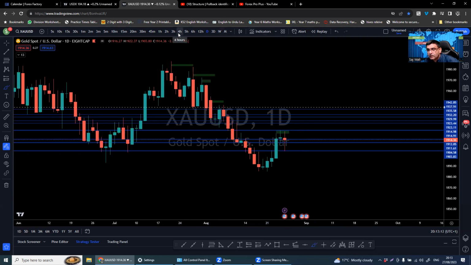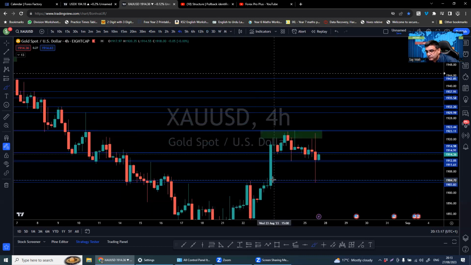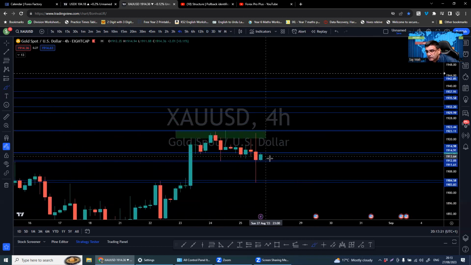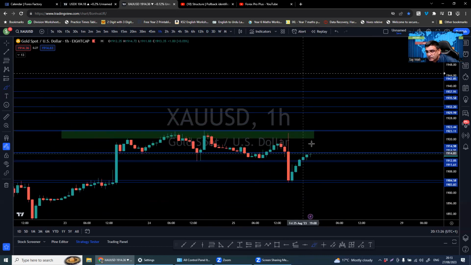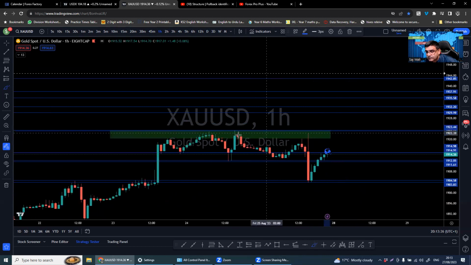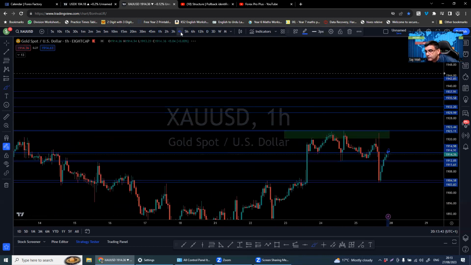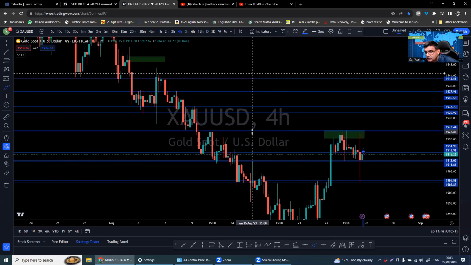And in 4 hours, as you can see, the market filled this fair value gap, and I'm expecting the market to go up, especially if this level is broken. Then I can expect the market to go to the upside, 1923 level. The market is trying to break this zone, let's see in 4H, but it hasn't been able to.